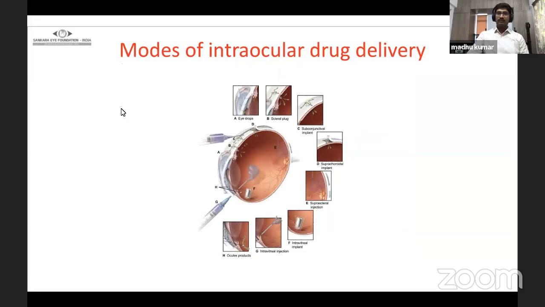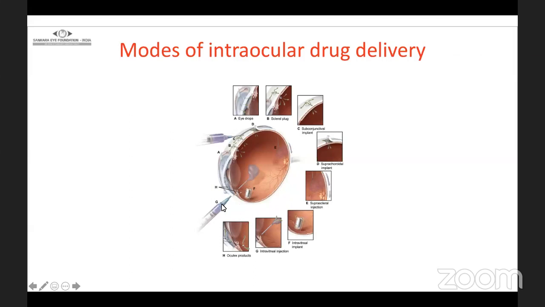So what are the modes of intraocular drug delivery? Why do we need intravitreal injections? Topical application of eye drops is one of the modes, wherein the drugs can penetrate through the cornea and reach the vitreous cavity, although the concentration of the drug which reaches the vitreous cavity is less. Then we have the scleral plug, subconjunctival implants, suprachoroidal implants, suprascleral injection, intravitreal implants and intravitreal injections.